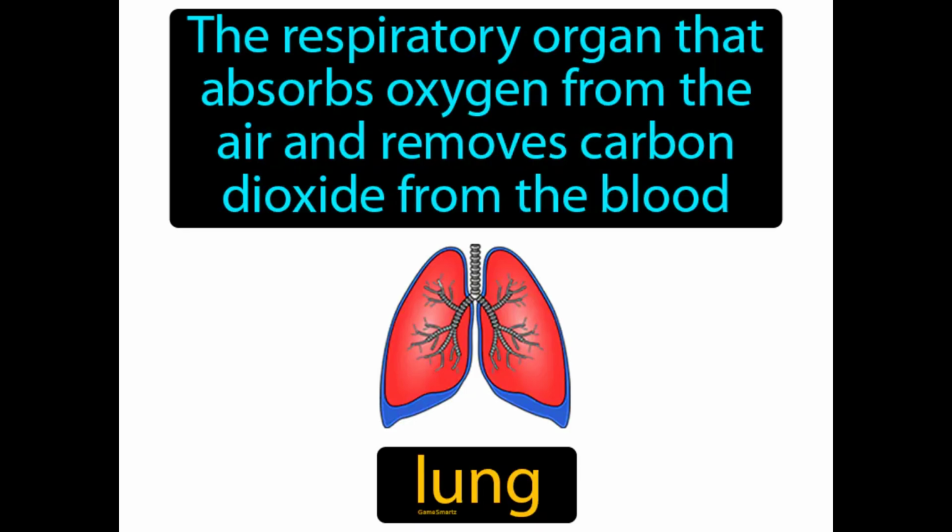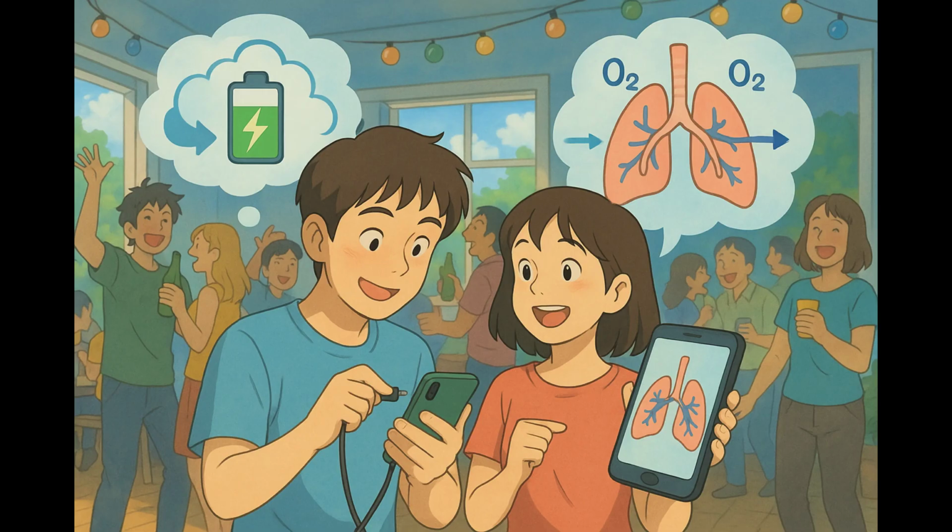The respiratory organ that absorbs oxygen from the air and removes carbon dioxide from the blood. Lung. The lung is an organ that helps you breathe by taking in oxygen and expelling carbon dioxide. Imagine you're at a busy party and your phone is running low on battery, so you need to find a way to charge it amid the chaos.